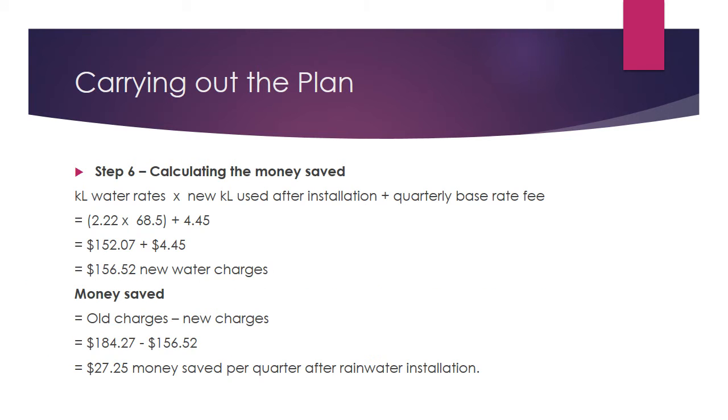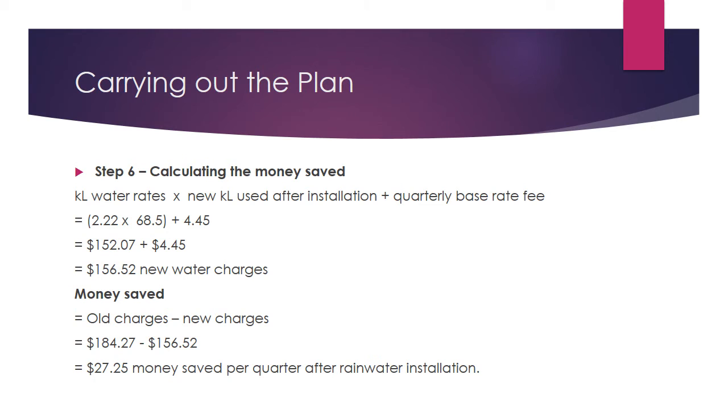Step 6, we calculate the money saved. The kilolitre water rate times the new kilolitres used after the installation plus the quarterly base rate fee. $2.22 by 68.5 kilolitres plus $4.45 equals $152.07 plus $4.45, which equals $156.52 with the new water charges.